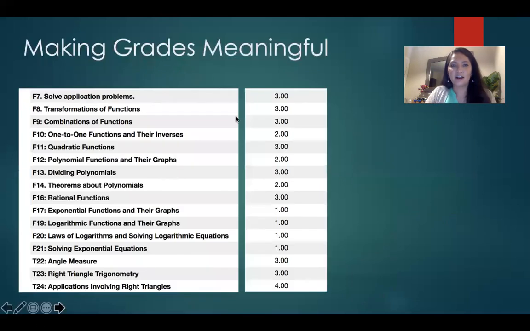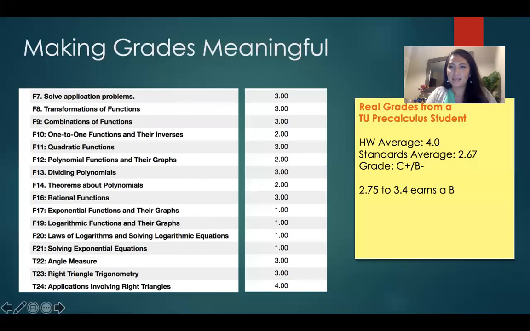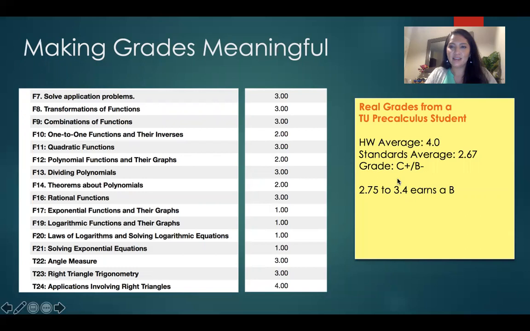Now, the following grades are from a real TU pre-calculus student, shared with that student's permission. The day that they were taken, the student had a 4.0 average. The student had a standards average of 2.67. And a 2.67 is close to a B. At the time at TU, I was using 2.75 to 3.4 to represent a B in that class. That was the point totals that earned a B in that class that semester. And so the student is wondering, how can I bring this 2.67 up to a 2.75 so that I have a B on my standards?